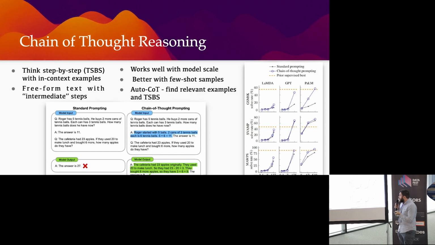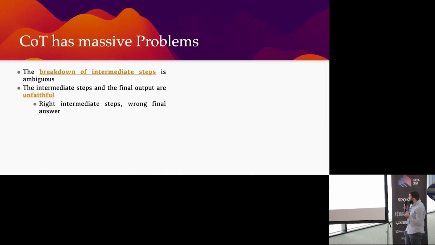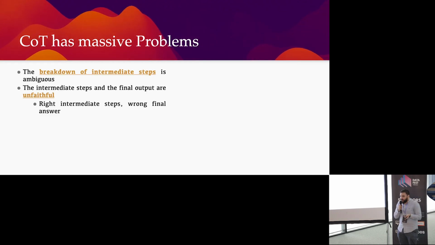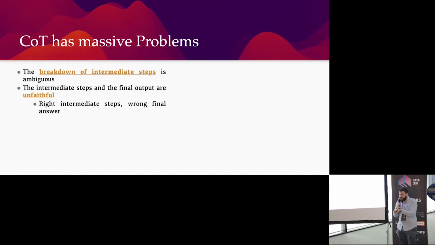So let's actually talk about why it is bad. Chain of thought has massive problems. First of all, the breakdown of intermediate steps is very ambiguous. We don't really know where the reason starts, where it ends, what it entails, is it a sub-goal, what type of a question does it pose and does it answer? Second of all, there is this thing about unfaithfulness. You can get an answer given intermediate reasons. However, the answer does not necessarily come from those intermediate reasons. We'll see more research about this a bit later and talk about it more in depth.